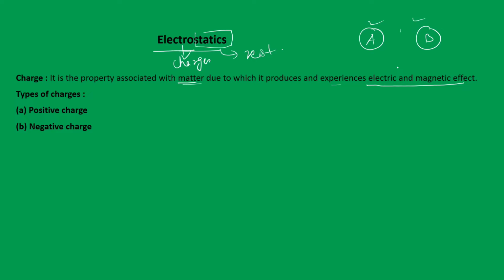Same as mass. As we say, mass is an intrinsic property. It is a basic and fundamental property of matter. In the similar way, charge is also a very basic property.